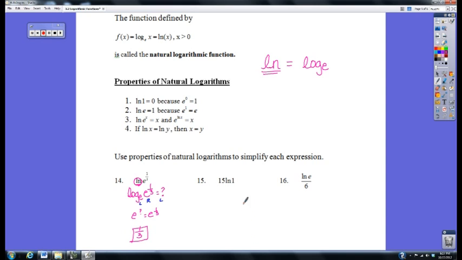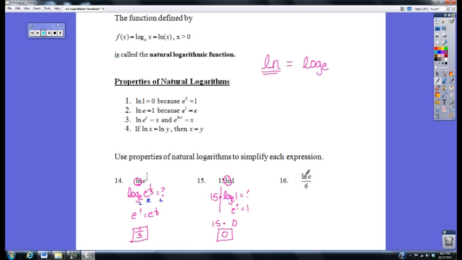Okay, let's try number 15. ln is log base e, so I'm going to do 15 times log base e of 1. Let's ignore the 15 for a second; we'll deal with that in just a minute. Let's do log base e of 1. e to something equals 1. What exponent always equals 1? That exponent is 0. Now let's multiply that times 15, and that would equal 0.